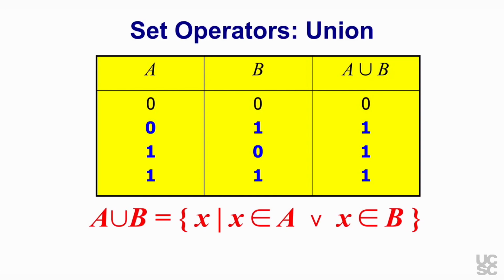And again, if we look at the set definition using the set builder notation, we can define the union of A with B as the set of elements X such that X is in A or X is in B. Notice that or means it can be in A, it can be in B, or it can be in both. That's why you have membership for all those three cases.